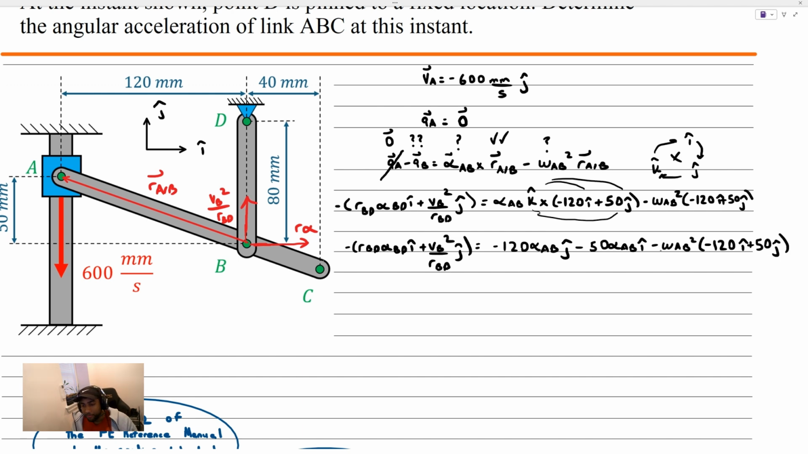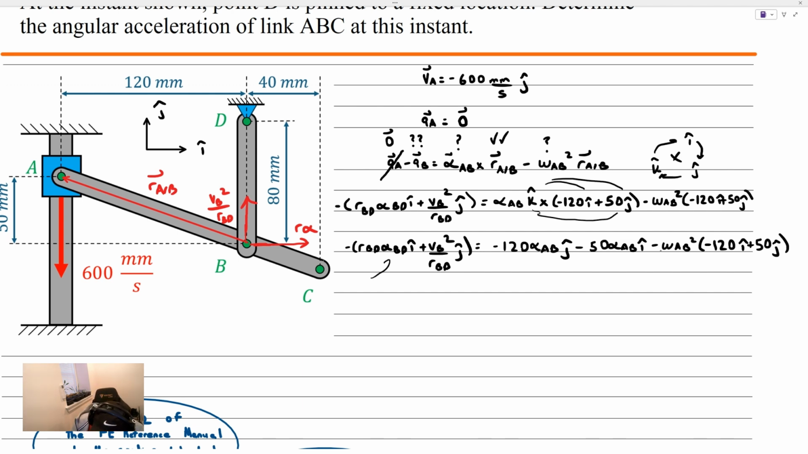Okay, now that we have the full acceleration equation, if we think about what direction could we look at in order to get the things that we care about most easily, what we care about is alpha AB. So I'm thinking that the x direction equation is not going to help us a lot.